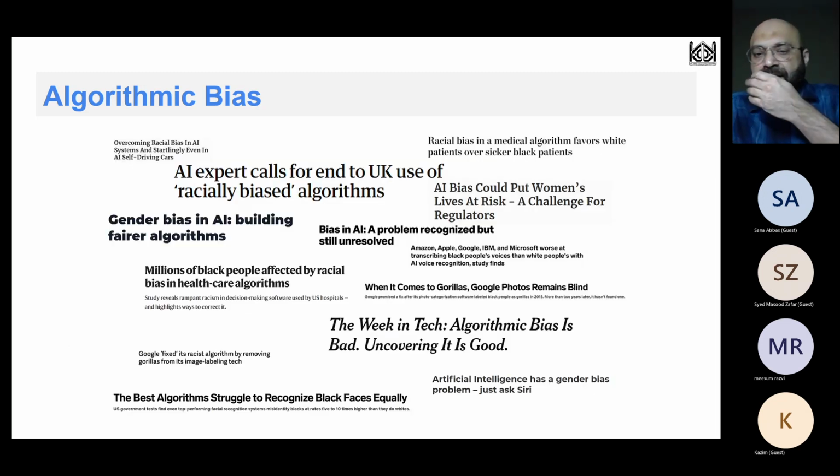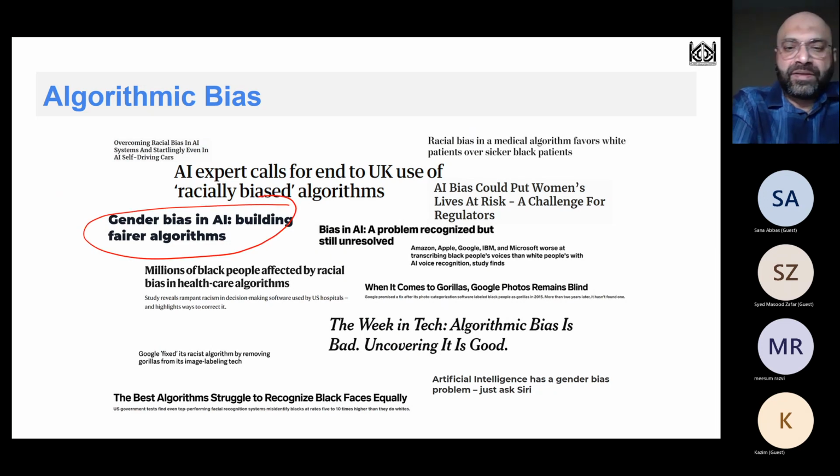All right. So these are some of the examples. Gender bias in AI, building fair systems. There were some examples where people were sidelined because of their gender.